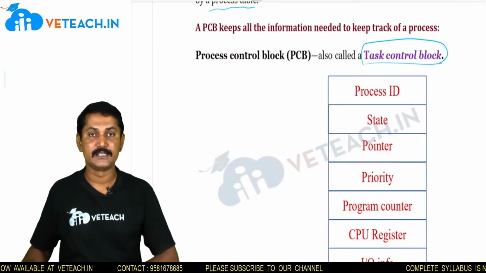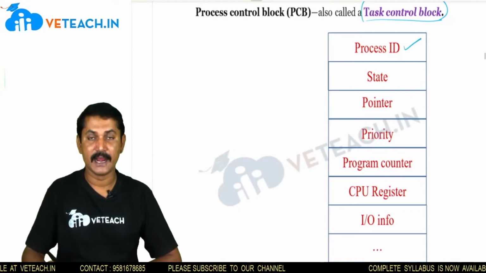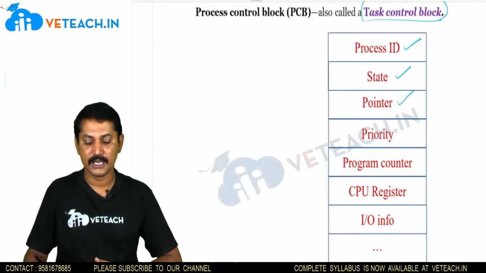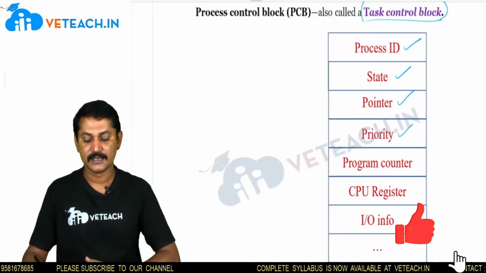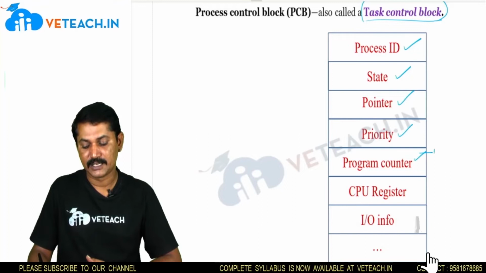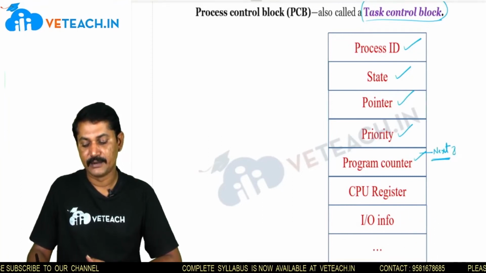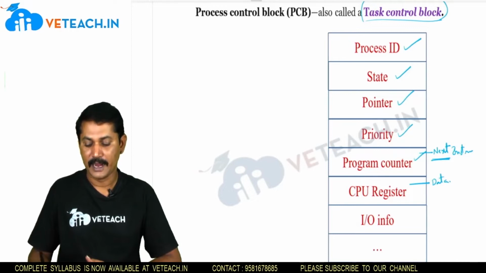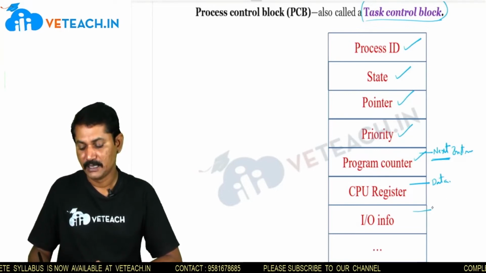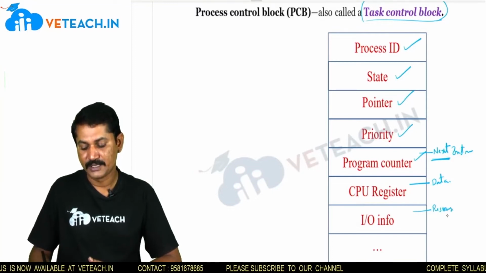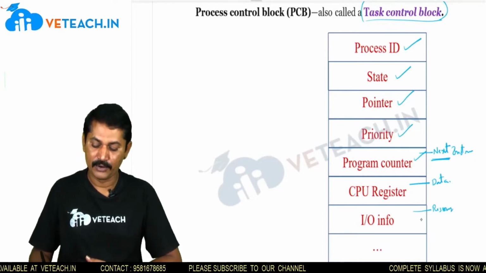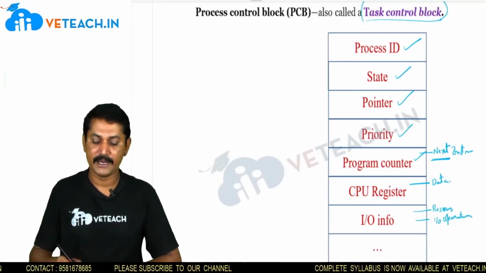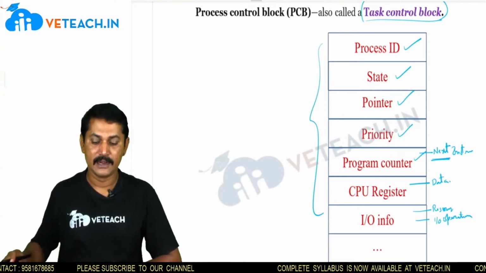Here is what a PCB, that is the process control block, maintains: the process ID, to identify the process, the state of the process, a pointer which points to the next instruction, the priority of the process, the program counter which tells what is the next instruction that has to be executed in the processor, the CPU registers which maintain the data, and input output info. Input output info means the resources, that means input resources, output resources and IO operations, and all these are maintained here. So the process control block maintains different information about the process and about the resources.